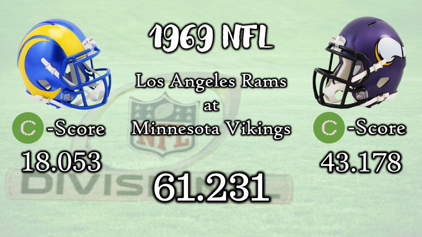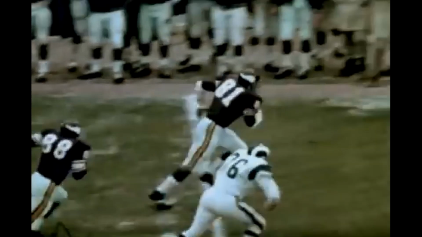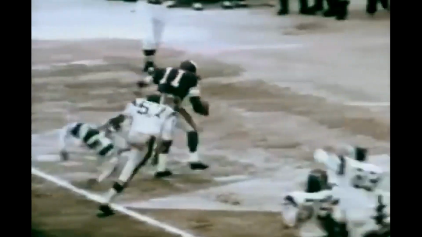With a rotation-based home field advantage in place, the Vikings did get home field for this game. Their C-score was over 43, the Rams cleared 18, giving us a total of 61.231. Despite having to go outdoors to play the Vikings in Minnesota, the Rams did put up a fight before ultimately falling 23-20. The Vikings then won the NFL championship and made it to Super Bowl IV, where they were upset by the Kansas City Chiefs.